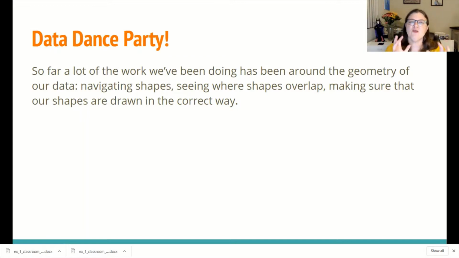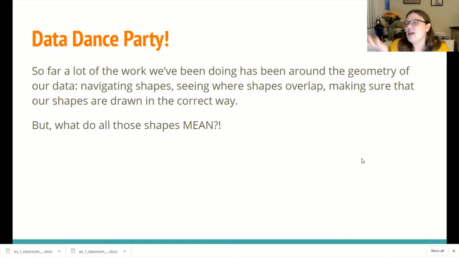So far we've really been looking just at the shapes, the shape data, right? Again, the points, the lines, the polygons. But what do all those shapes mean, right? The reason why we do all those buffers and clips and reprojecting for our coordinate reference systems is because we have to do analysis with what's inside those shapes, okay?